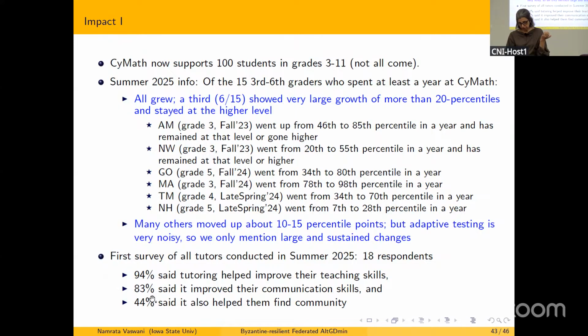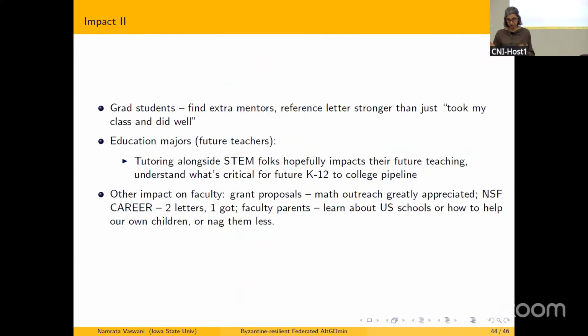And then tutors benefit a lot, actually. We did a survey of tutors, but more than the survey, anecdotally, what we've seen is that those who choose to tutor find it helps their mental health and helps them find their friends and extra faculty mentors. They get reference letters that are stronger than "the student took my class and did well," because you've had constant interaction with at least 1 more faculty member over your 4 or 5 years. And hopefully future teachers benefit by teaching alongside other STEM folks.